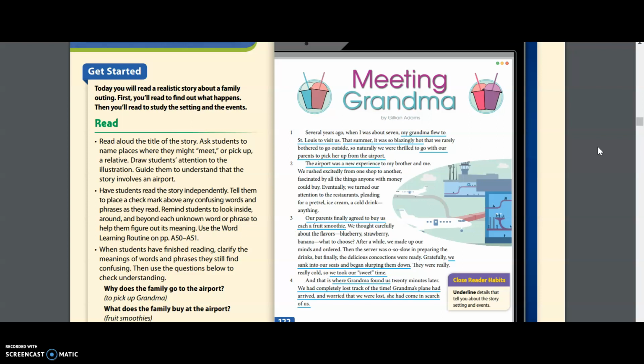Let's continue. Paragraph 3, it says, our parents finally agreed to buy us each a fruit smoothie. So that to me would be another event. It is something else that happened. And this, as we're going to see pretty soon, is actually a major event because that leads to something else in our story happening. It then says we sank into our seats and began slurping them down. So that is another event. We took our sweet time. That adds on to our event, and we're going to see why grandma ends up coming. And that's exactly where grandma found us. So all of these are different things that happen throughout our story. So all of these are different events.